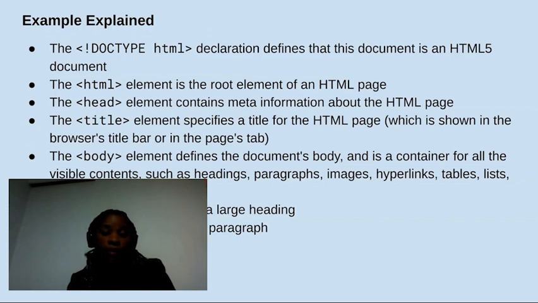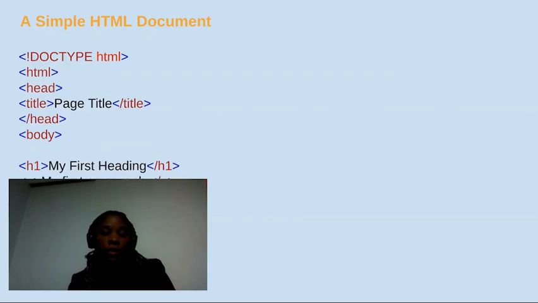The body element defines the document's body and is a container for all the visible content such as headings, paragraphs, images, hyperlinks, tables, lists, etc. The H1 element defines a large heading and the P element defines a paragraph, and there are certain rules that you need to follow. For example, the document type is always on top of the page, followed by the HTML tag, followed by the head. Then in the head we've got our title tags, and then the body, and then we close them at the bottom.